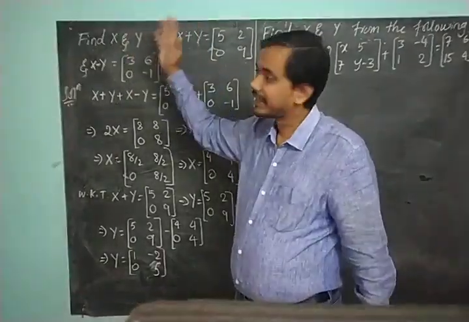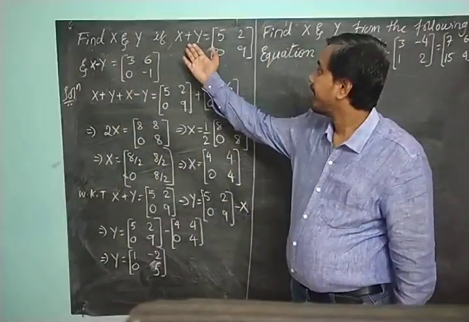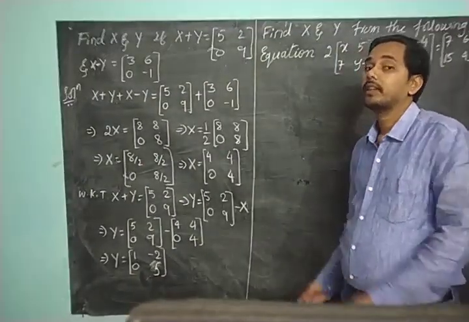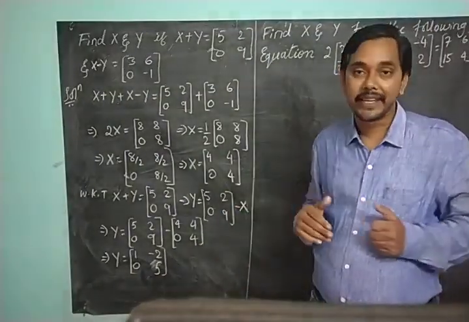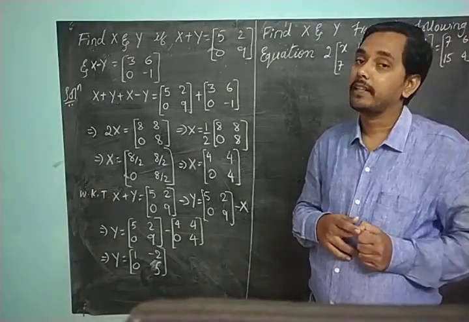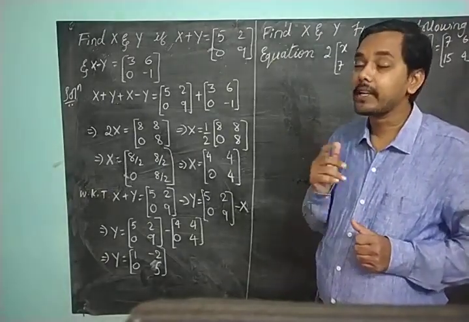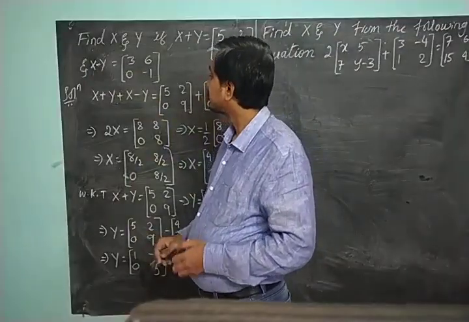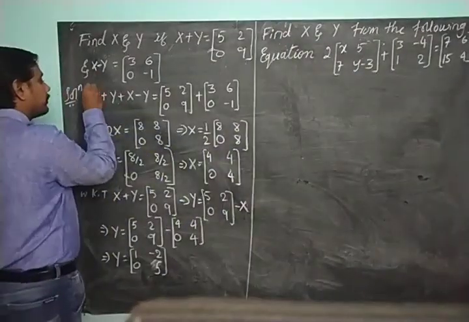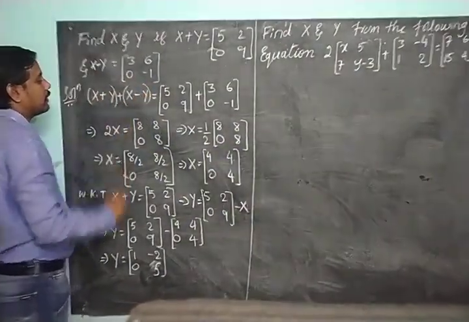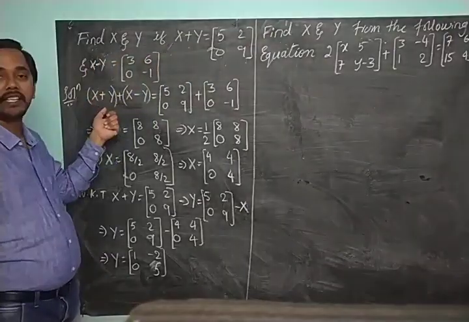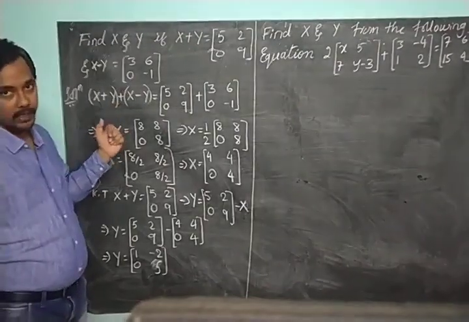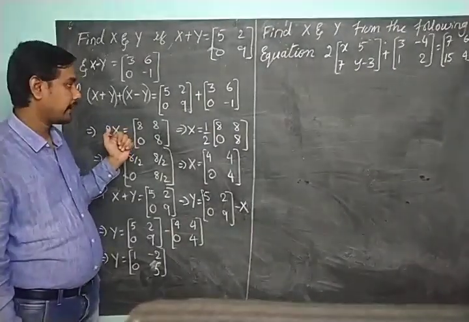We need to find the matrix x and matrix y such that x plus y is given and x minus y is given. Right? They have given the matrix x plus y and matrix x minus y, and they have asked us to find x and y. So when you know x plus y and x minus y, right? So if you add them, right? If you add x plus y and x minus y, what happens? Y and y cancel. What remains is 2x. So with the help of that, you can calculate the value of x.